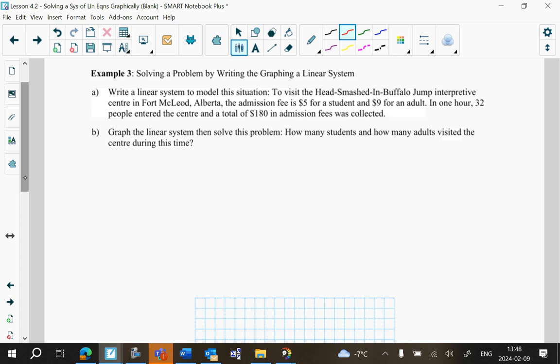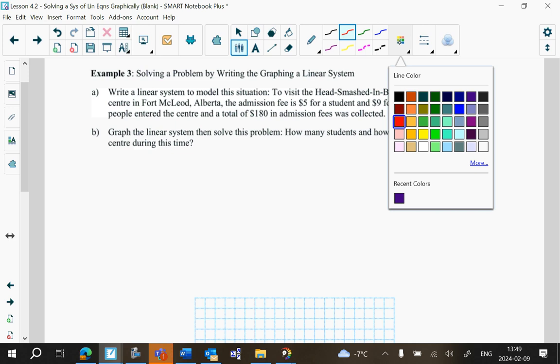So when you go there, there's an interpretive center. The admission fee is $5 for a student, $9 for an adult. In 1 hour, 32 people visited the center, and a total of $180 in admission fees was collected. How can I translate this to a system?